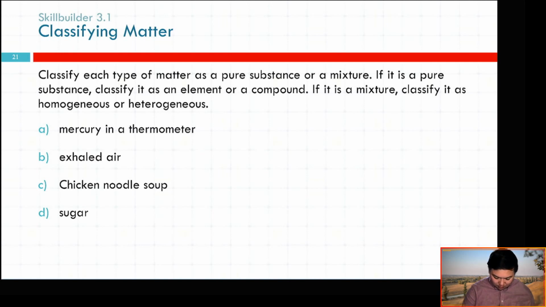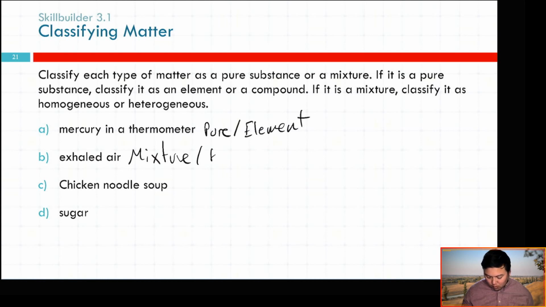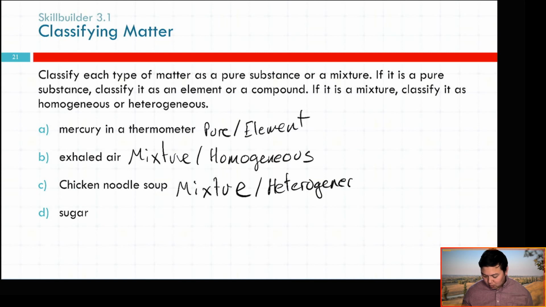Oh, actually, let me write these down for those who will just look at the slides. So we're going to say that this is pure, and it's an element, and this is a mixture. It's homogeneous. And we're going to say mixture, heterogeneous, and sugar is a pure substance. Ooh, my handwriting's bad. It was a compound.